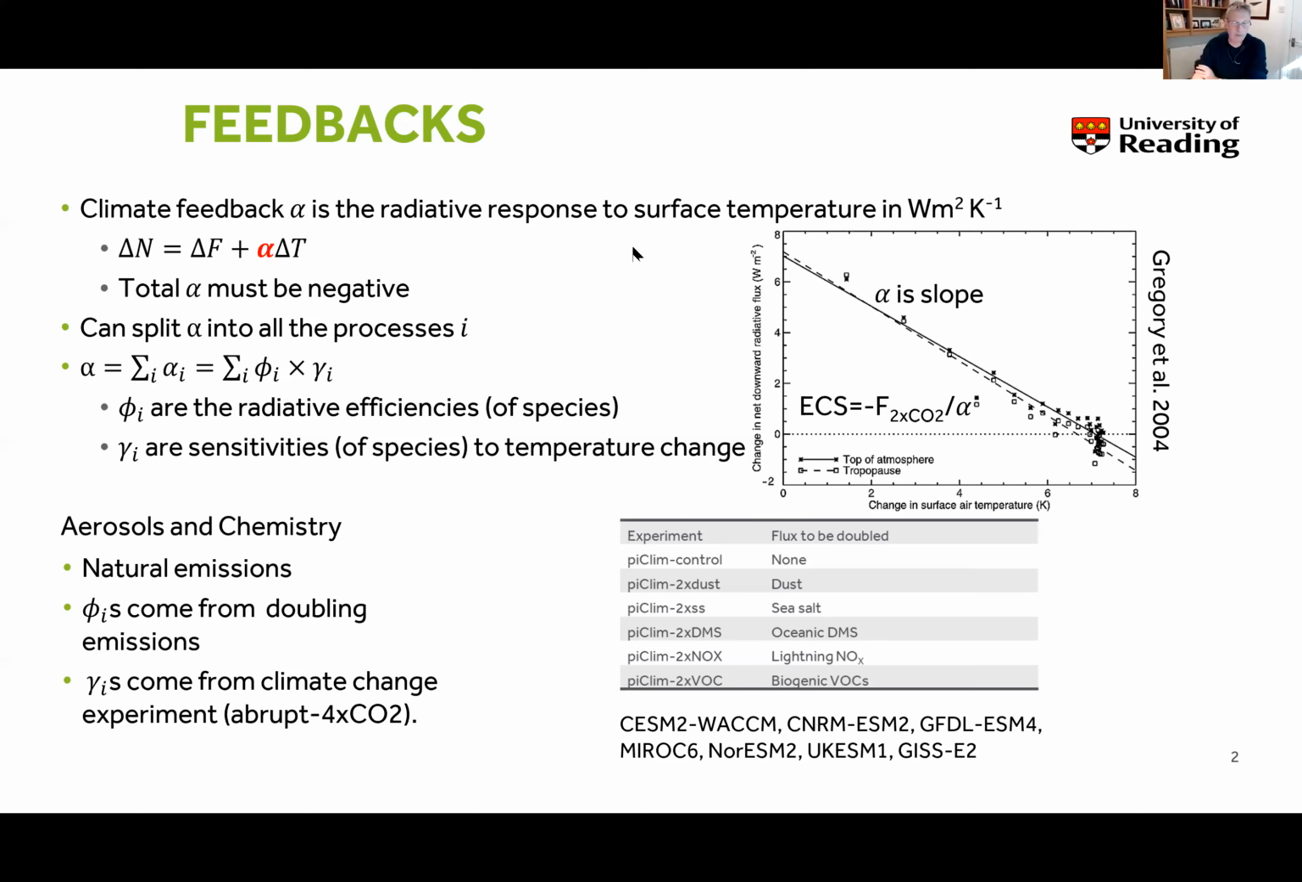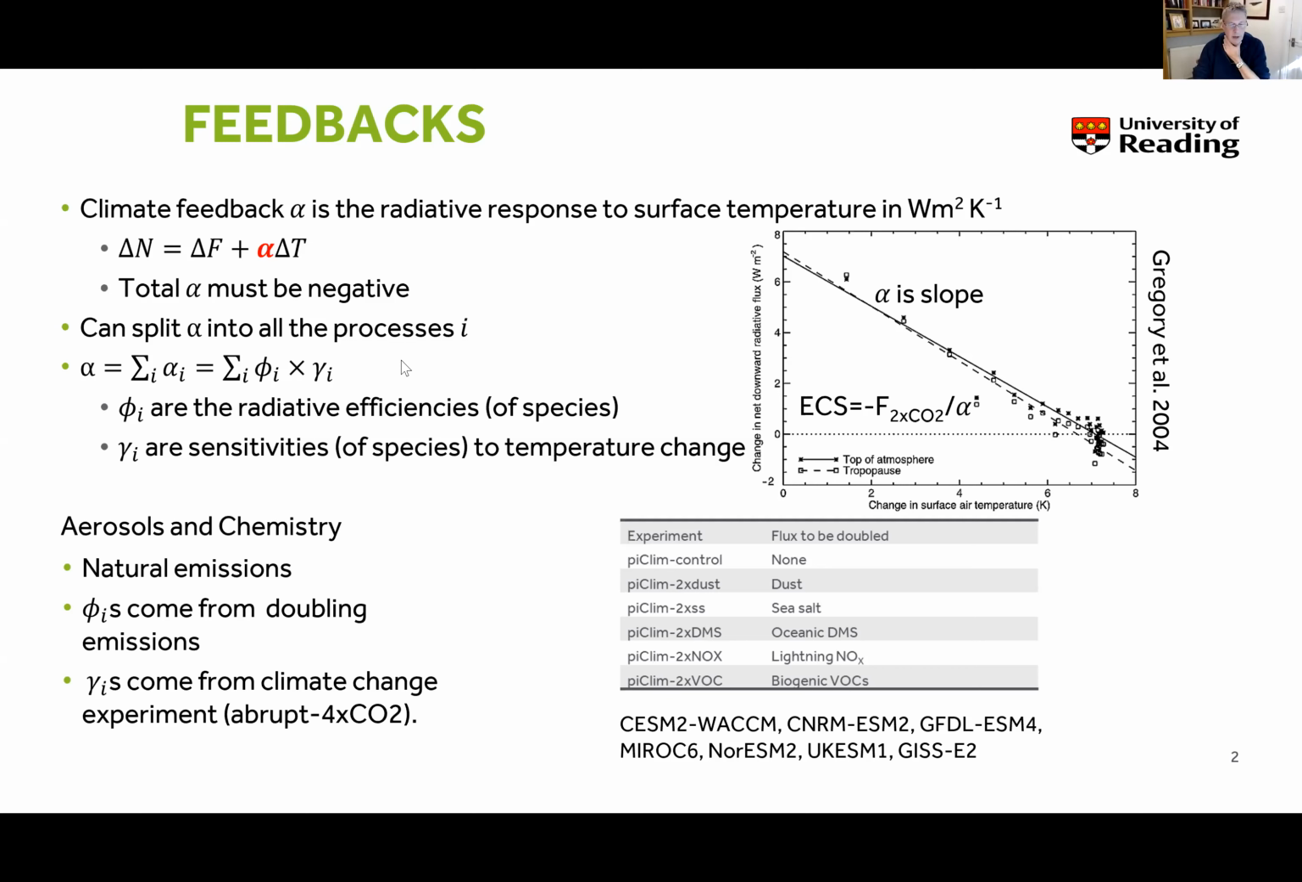So climate feedback, which we call alpha, is how the top of atmosphere radiation budget responds to a change in surface temperature. Jonathan Gregory had a famous paper, which is this plot on the left, that shows you get a decrease in the net radiation budget as temperature warms, and the slope of that decrease is called the climate feedback. And the climate sensitivity is proportional to minus 1 over this feedback parameter.